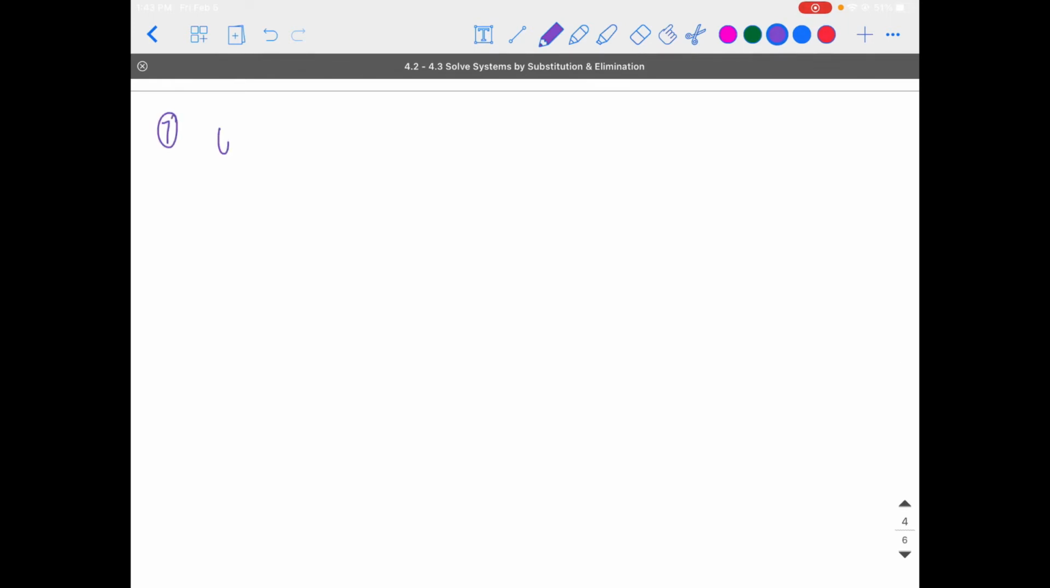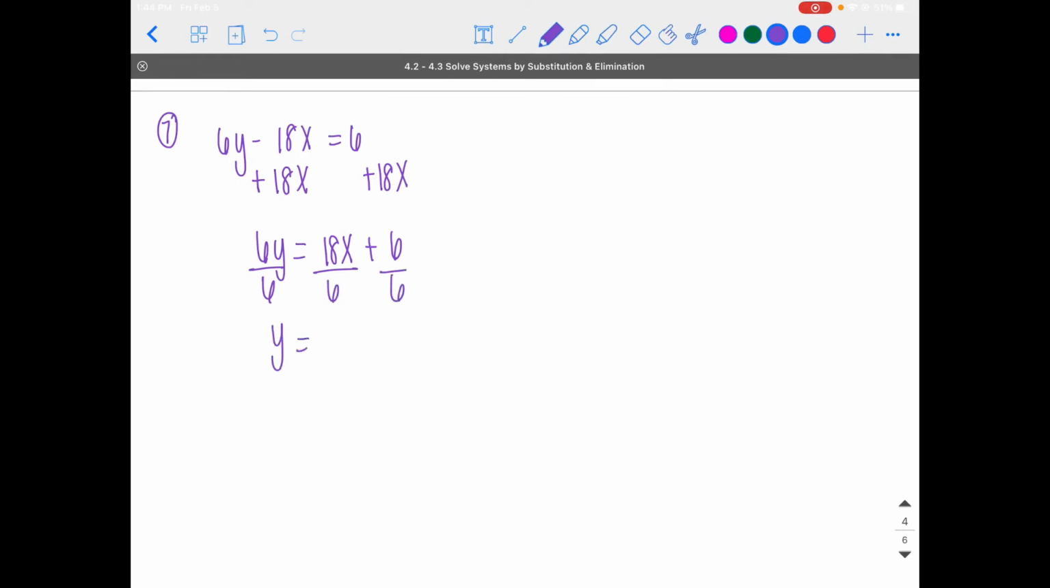Number 7, we have 6y minus 18x equals 6. We want to find the slope. So we do this by getting it into slope-intercept form. So we first add the 18x to both sides. And that becomes 6y equals 18x plus 6. We always like to list our x term first. And then if we divide by 6, we just divide everything by 6. y equals 3x plus 1. So my slope is 3.